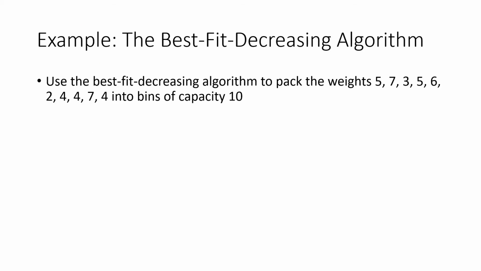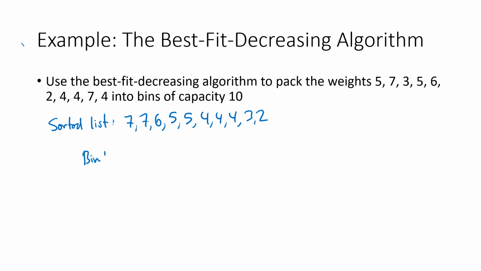Okay, so again, our first step is going to be to sort the list, and this is going to be the same problem, so it's the same sorted list, which was 7, 7, 6, 5, 5, 4, 4, 4, 3, 2. So same sorted list as before, so don't go through that again. And now, as usual, we're going to start with one empty bin that has capacity 10.